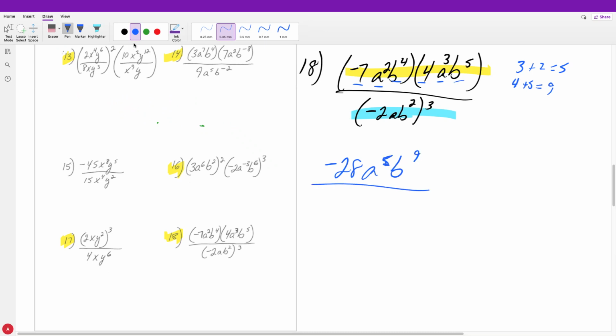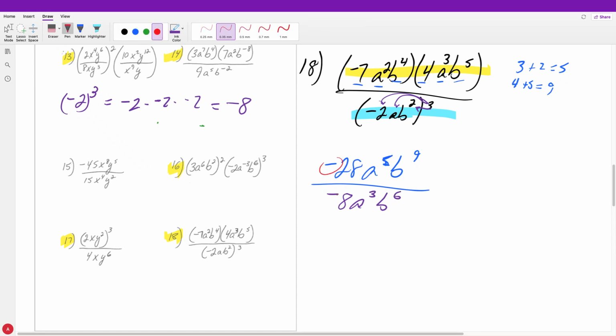Right, then I'm going to distribute my power in. Well, -2 cubed, as we already talked about, the sign, since it's odd, is going to stay the same, so -2 times -2 times -2 will give me -8, so it's over -8. And a to the first power raised to the third, well, 1 times 3 is 3, and 2 times 3 is 6, so I just went ahead and simplified all that first.